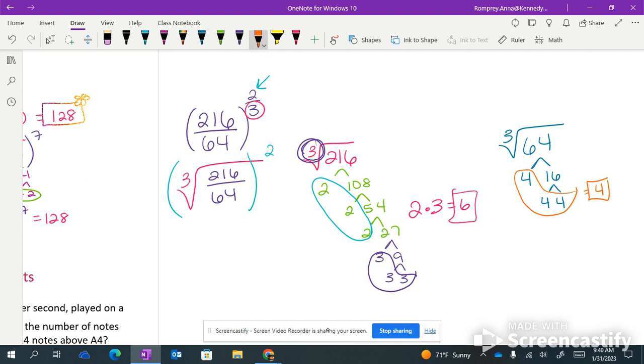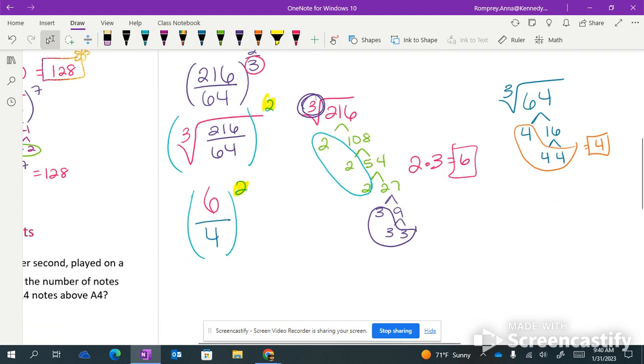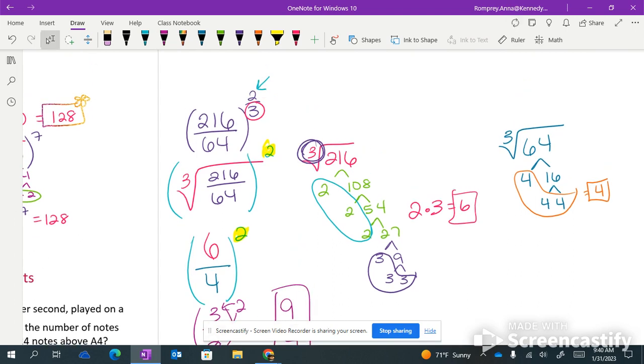So now we can rewrite because we just found the cube root of 216 was 6, and then the cube root of 64 was 4. So now I need to square. Don't forget about squaring, okay? We need to square our 6/4. So I'm going to simplify this actually. So 6/4 would be 3/2. So now I'm just squaring a 3 and a 2. So 3 squared is 9, 2 squared is 4. So this hot mess over here is equal to 9/4.